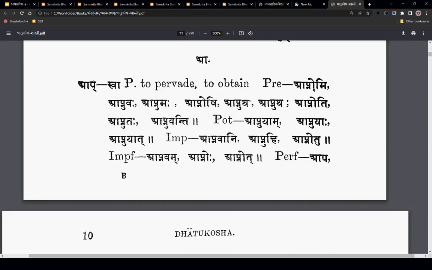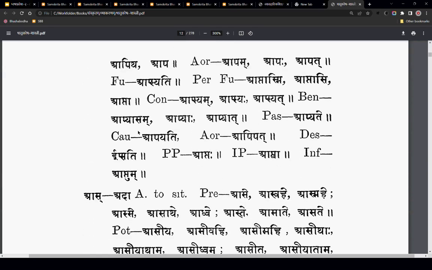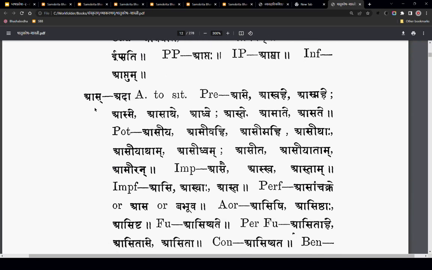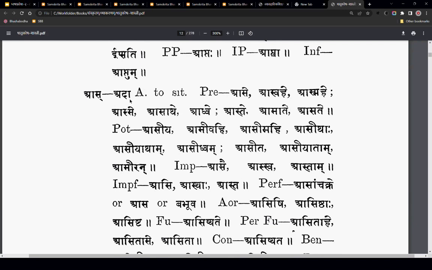You see the forms in the latlakara, like apnoti, apnutah, apnuvanti. This is like gachati, with endings ti, tah, anti. Then apnoshi, like gachasi, gachathah, gachatha. Apnomi, apnuvah, apnumah, like gachami, gachavah, gachamah. So the endings are like mi, vah, mah. If it is Atmanepada, as you see, the dhatu as, not as, but as dhatu.